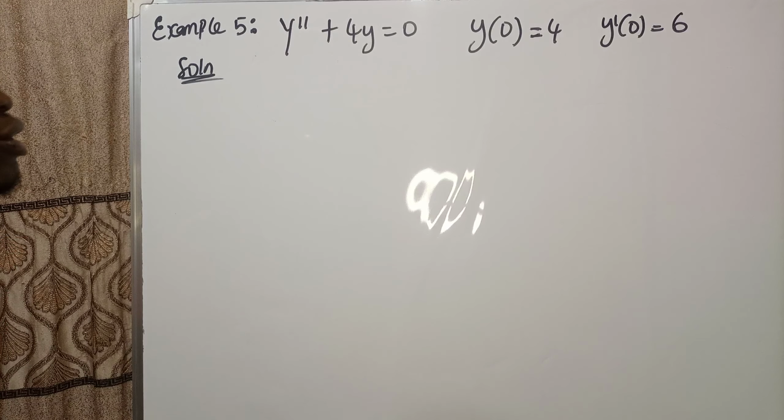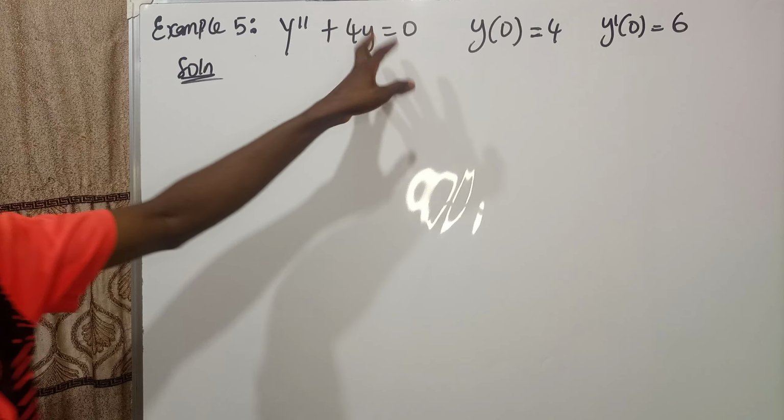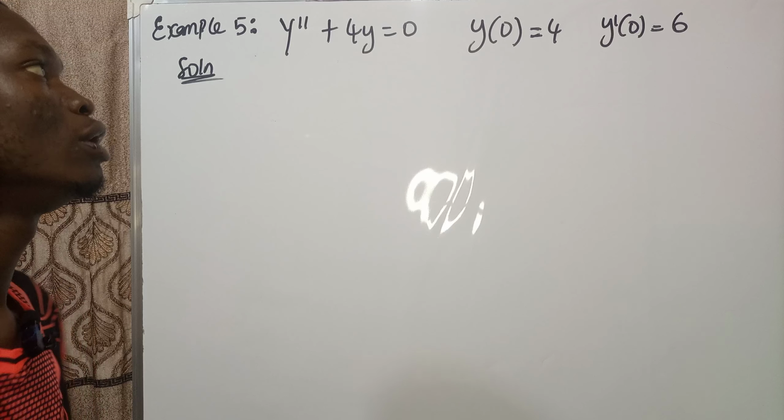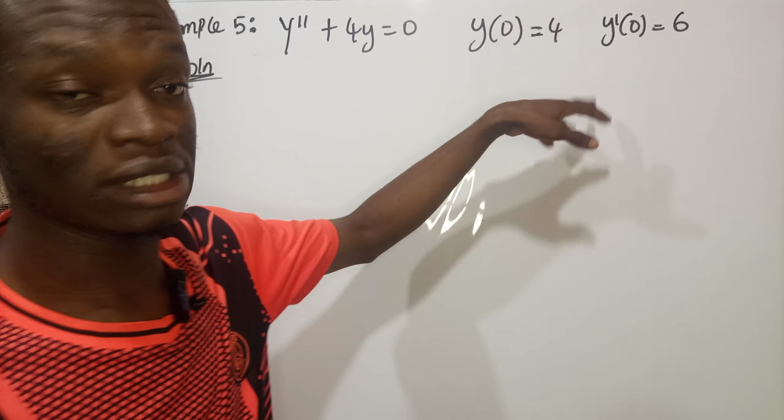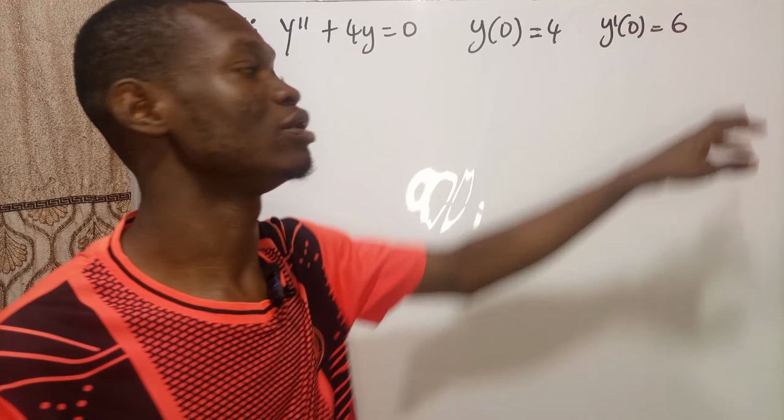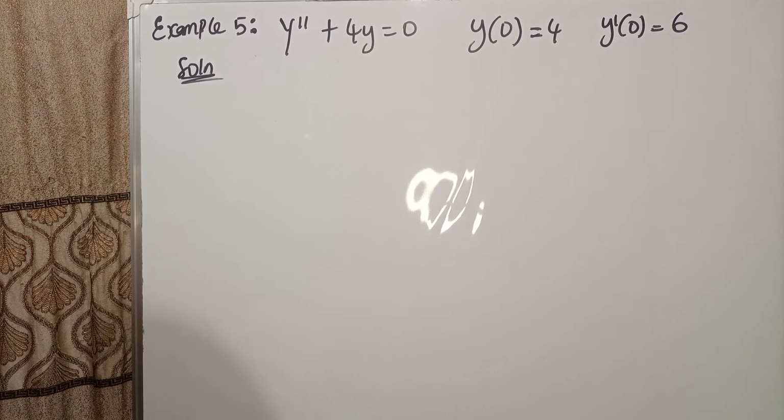Let's quickly solve this number 5 example. We have y'' + 4y = 0, then y(0) = 4, y'(0) = 6. So we write our solution.